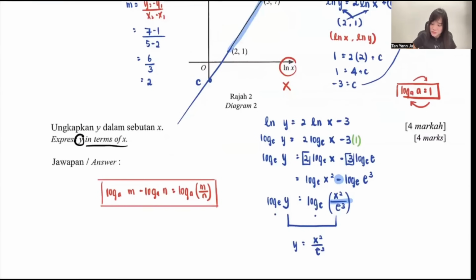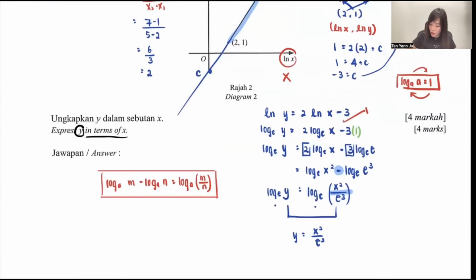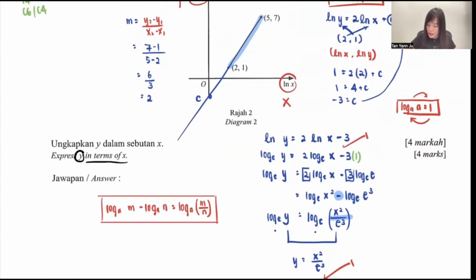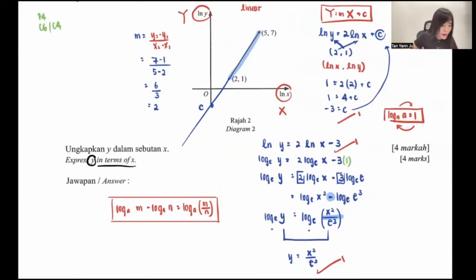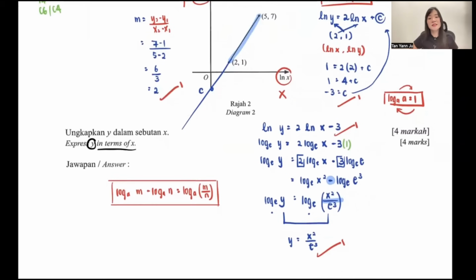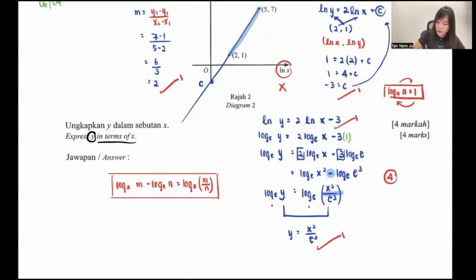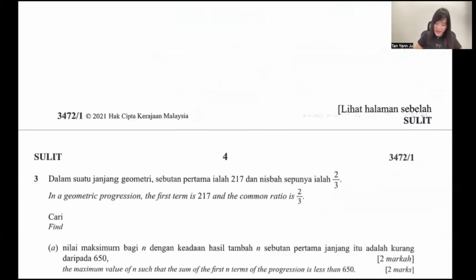So first, my dear, when you guys get this equation, definitely got 1 mark. This answer definitely got 1 mark. Getting the C definitely got 1 mark. And getting the gradient got 1 mark. Like that, 4 marks. Done. Okay, right? Move on. Next, question 3.